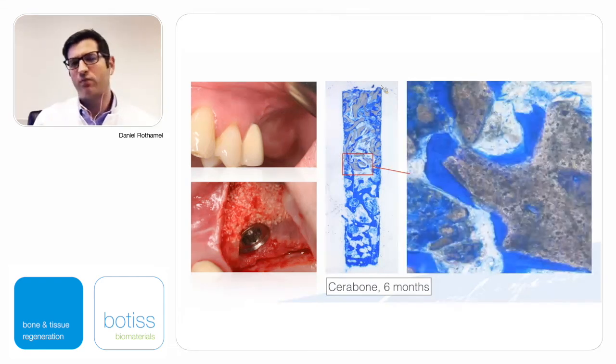And at the biopsy, we see that Cerabone particles, same effect that we know for Bio-Oss particles, are more integrated in the surrounding hard tissue. The bone is formed on the particles and connecting the particles, but not completely absorbing the particles.